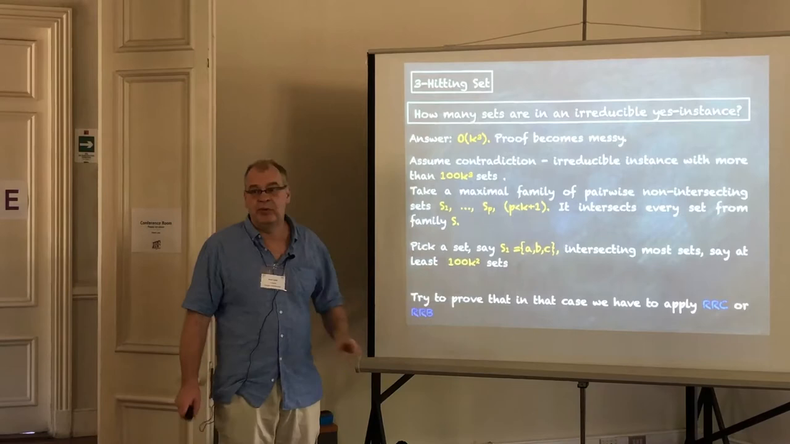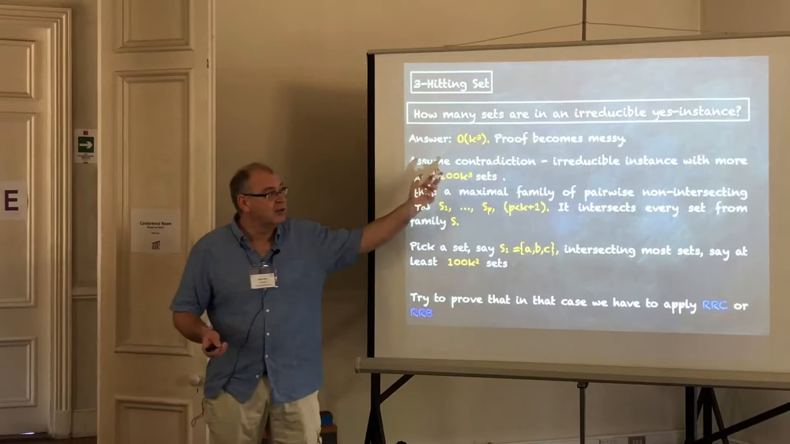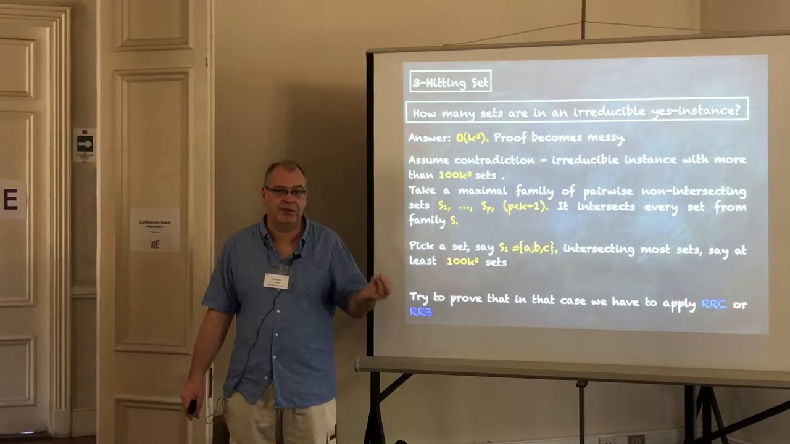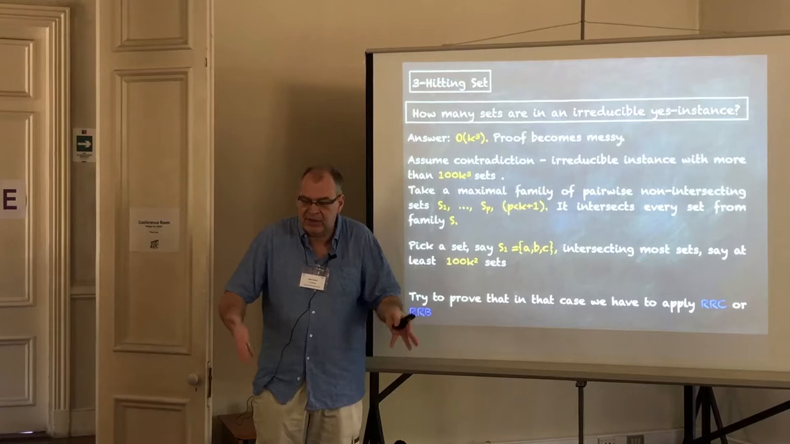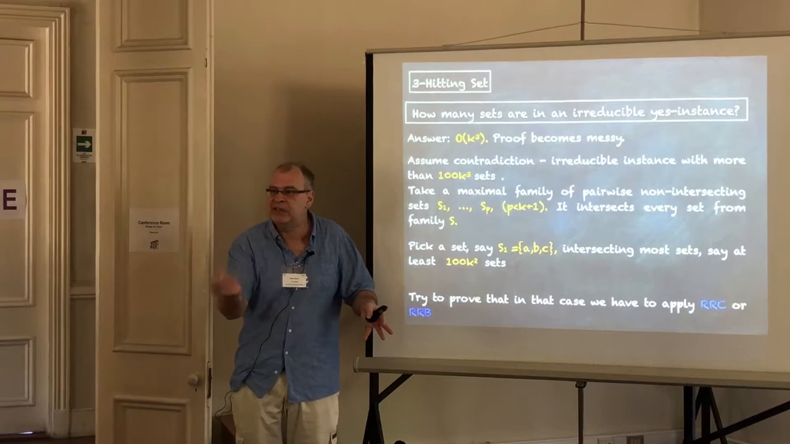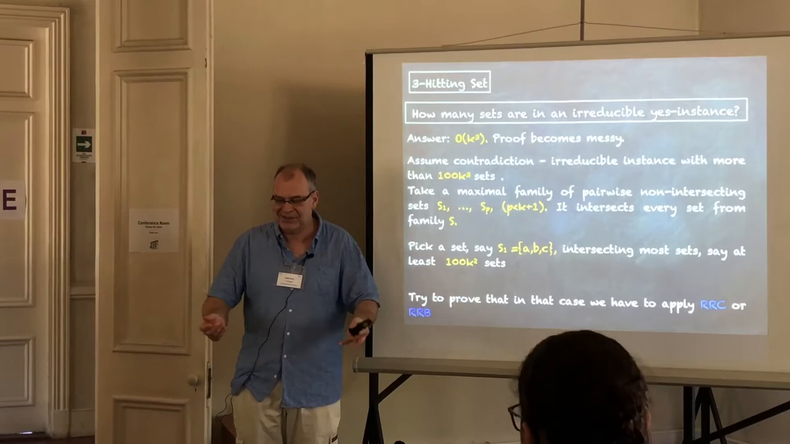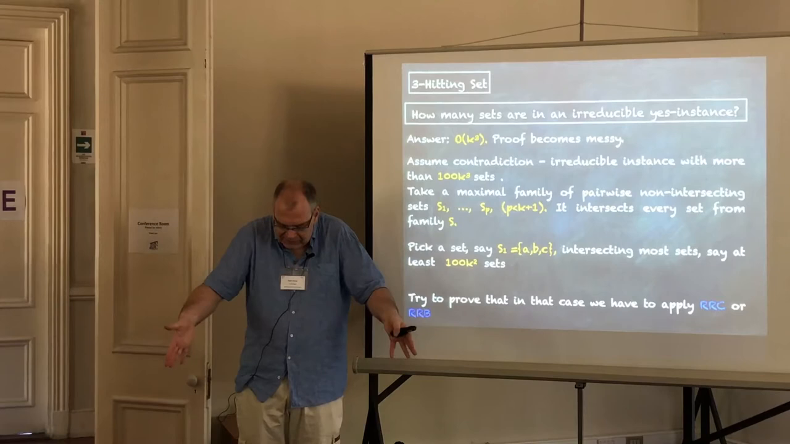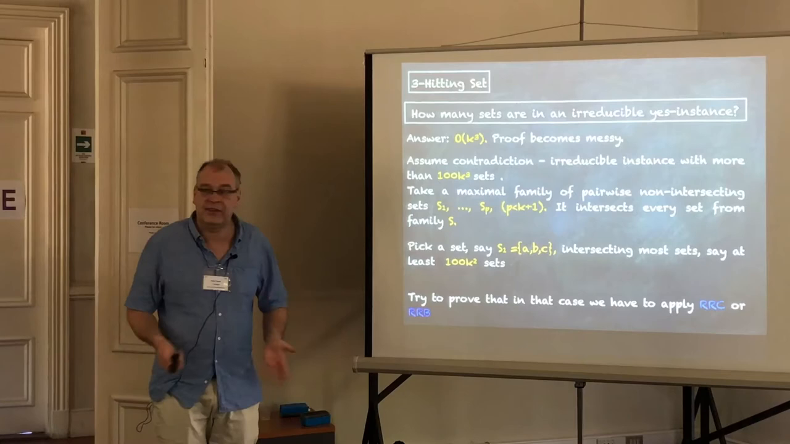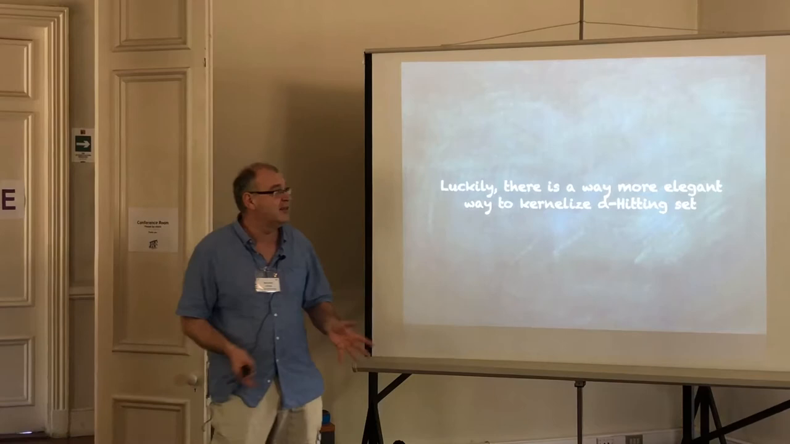Why am I saying this? Because all this type of results smells very much like a result from extremal graph theory. I have some structure, and this structure satisfies some conditions. I say my graph is irreducible, which is also very easy to express: if I have k plus one sets which intersect in one element, it shouldn't happen. So this is a set of instances which excludes some structure. Of course, people were doing these things a lot in the 1960s and 70s. And luckily, there is a much more elegant way to kernelize d-Hitting Set.